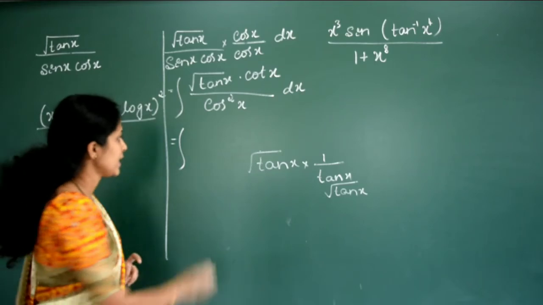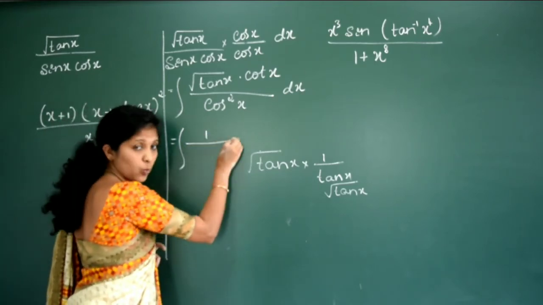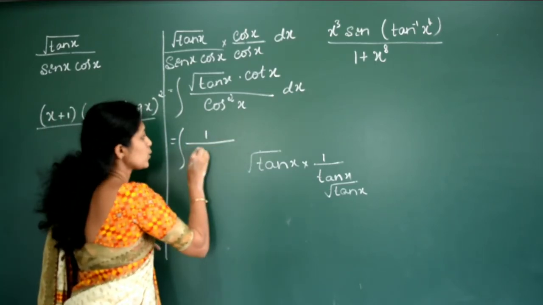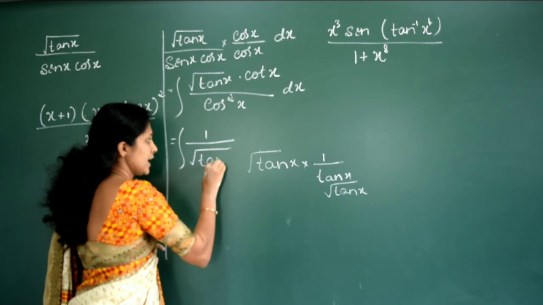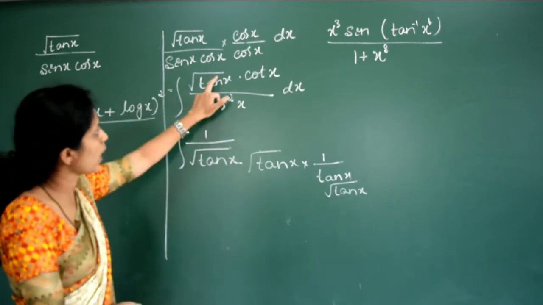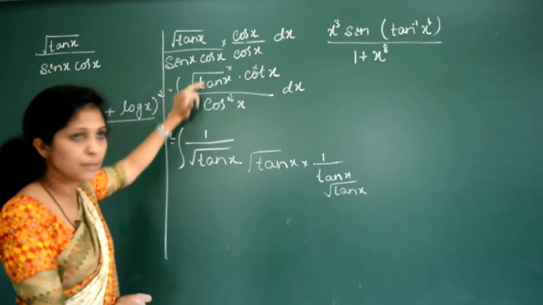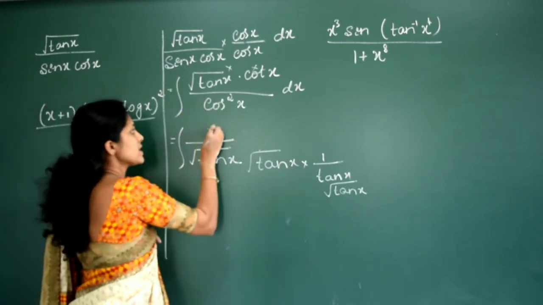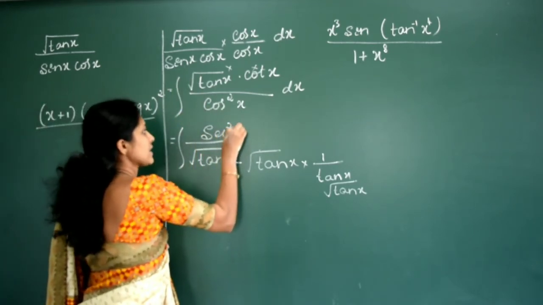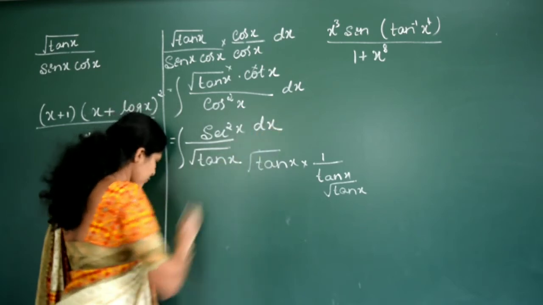1 divided by root of tan x. Is that clear? 1 divided by root of tan x into 1 by cos square. Both are done, right? 1 by cos square x can be written as secant square x into dx. Now it is in the required form.